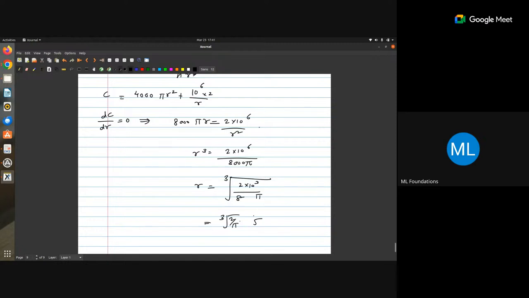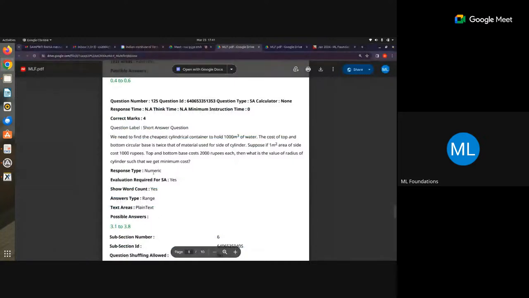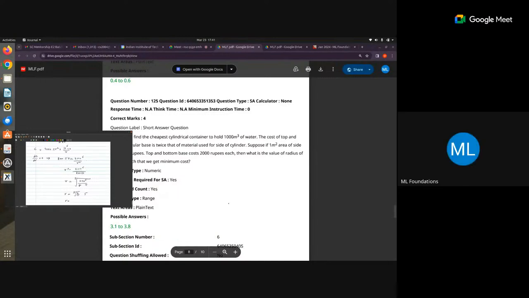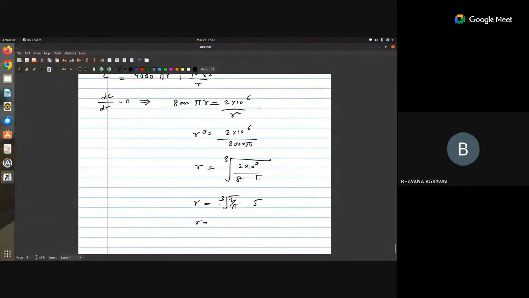Is it correct? Yes, I guess. Fine. So you just try to solve this, you'll get some value of r, and that should be your r here. I need only r. So just check the answer. Yes, sir, it is coming 4.301. Okay, 2 into.